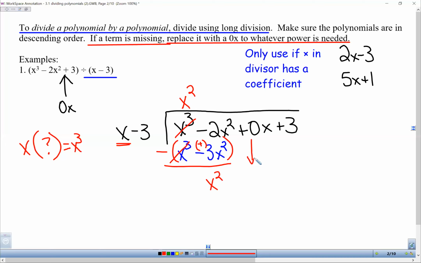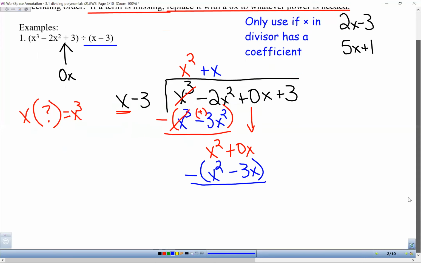And bring down your next term, even if it's a 0. So what do we need to multiply x by to get x squared? Well, we need to multiply it by x. X times x is x squared. X times minus 3, minus 3x. And again, we're going to subtract the entire quantity. So the first 2 terms always cancel out. X squared minus x squared is 0. 0x minus negative 3x, so that becomes a plus, gives us 3x, and finally bring down our plus 3.